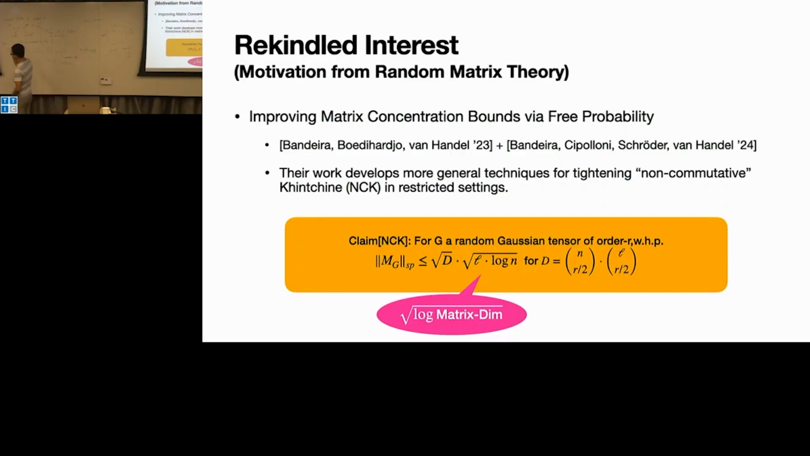If you apply a black box NCK inequality for matrix concentration to this matrix we have here, we are going to expect a bound of square root d, which is what we usually expect of average degree. And you're going to get an extra factor coming from the log of the matrix dimension. Because we are looking at a gigantic matrix of dimension n to the l by n to the l, this is l log n. So it's an extra factor of root l log n in the final norm bound.